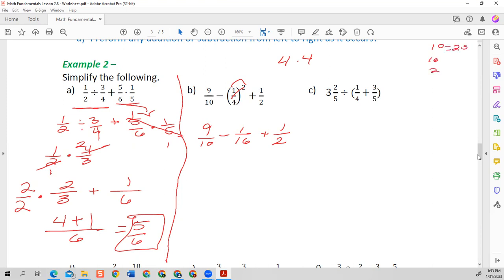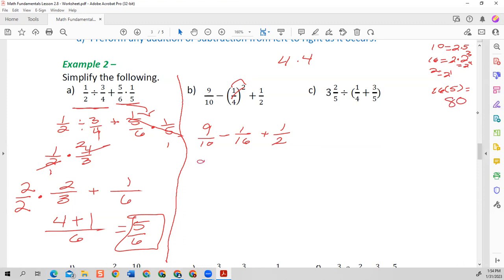10 we know is 2 times 5. 16 is 2 times 8, which is 2 times 2 cubed, which gives me what? 2 to the 4th total. And then this is 2 to the 1st. So what do I know? I know that I have a base of 2 and a base of 5. So I know 16 times 5. What is 16 times 5? It is 80. I know that 10 will go into 80, 2 will go into 80, and so will 16.